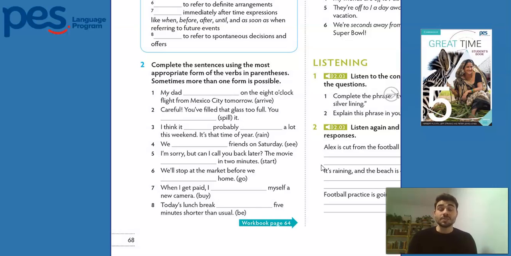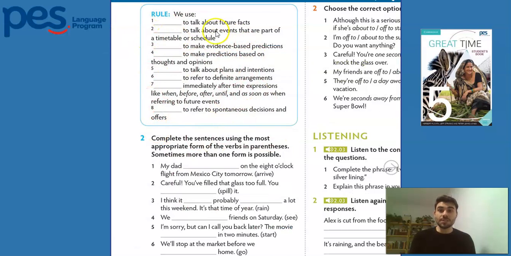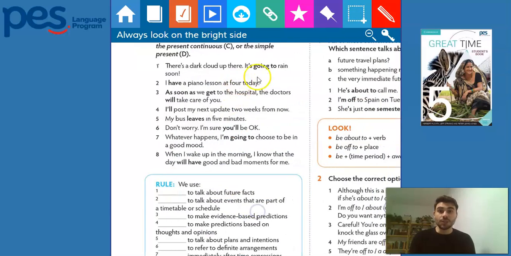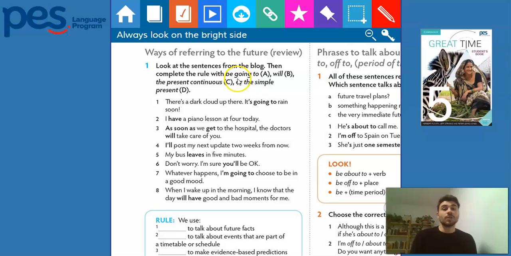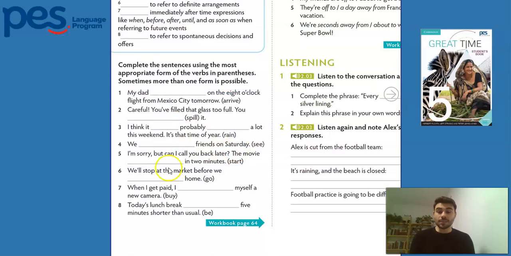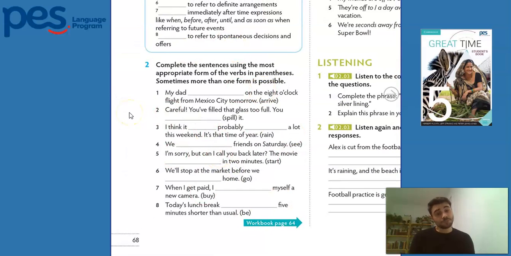So here you have sentences 1 to 8. The verbs are here in the parentheses, right? And you are going to choose one of these forms here, okay? So either you are going to use be going to, will, the present continuous, or the simple present to complete these sentences over here, all right? And as in the previous exercise, I want you to pause the video and do this activity over here. Then come back later for us to check. Okay? Good luck again.